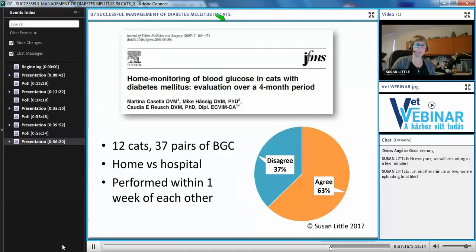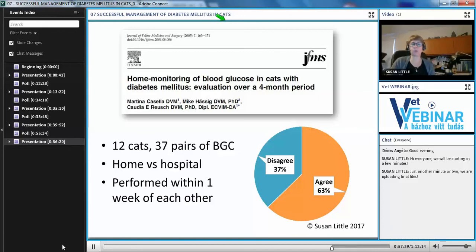We do get disagreement in blood glucose curves. This study looked at 12 cats that had blood glucose curves done at home versus in the hospital within a week of each other to see if there was a difference between the readings in the hospital and the readings at home. 2/3 of the time, the readings were very similar. The curve at home and the curve in the veterinary hospital were similar.